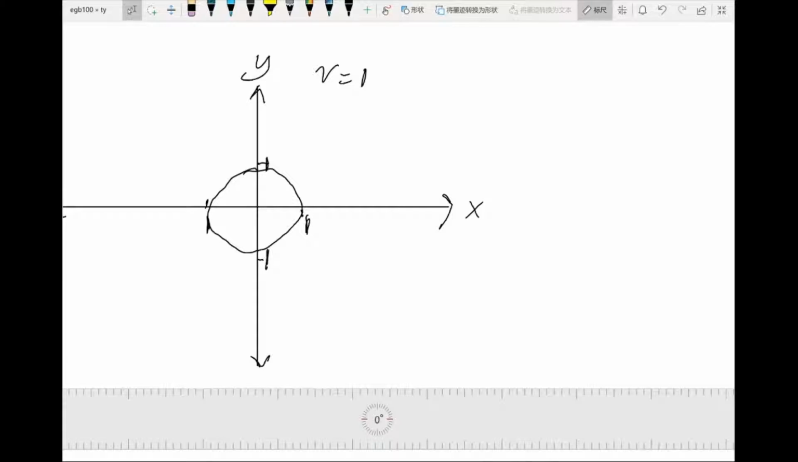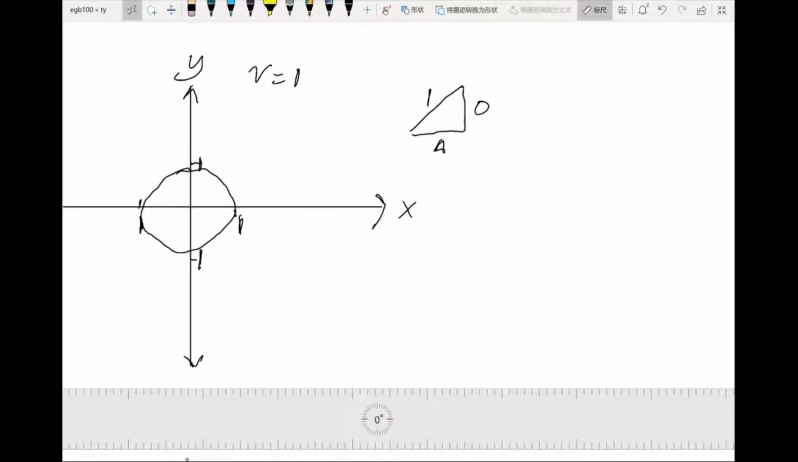So the radius is 1, so we can construct a triangle. 1, and then this will be A, this will be A, and this will be the adjacent, and then this will be the opposite. And this angle is theta.